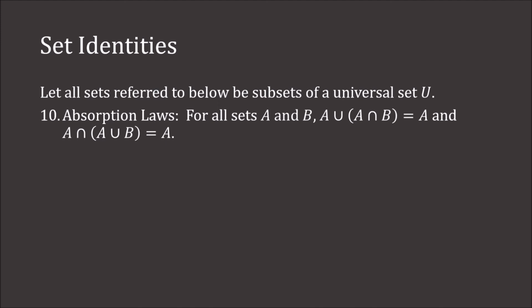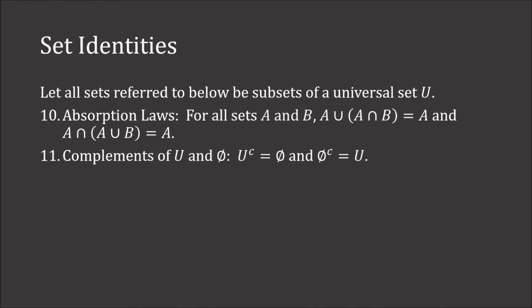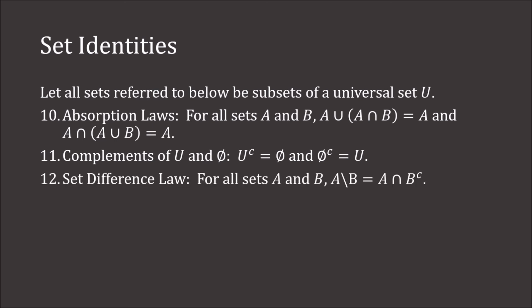The complements of the universal and the empty set. So the complement of the universal set is the empty set, and the complement of the empty set is the universal set. And finally, set difference: for all sets A and B, A minus B is the intersection of A and the complement of B. So we will now look at proving some of these.